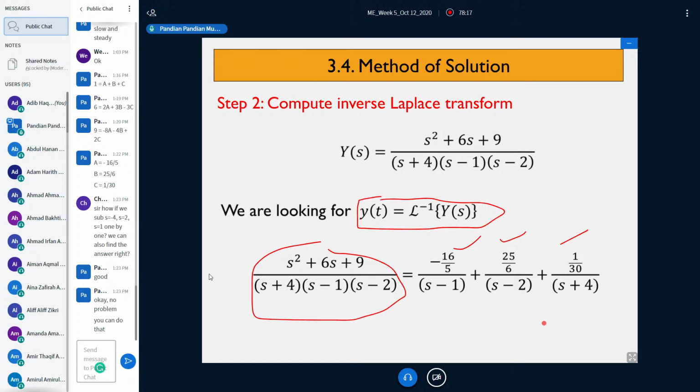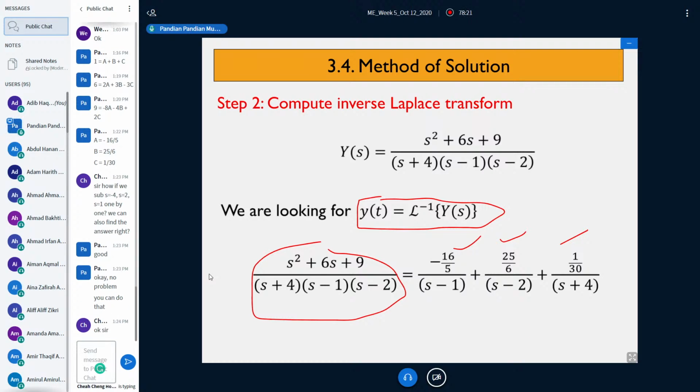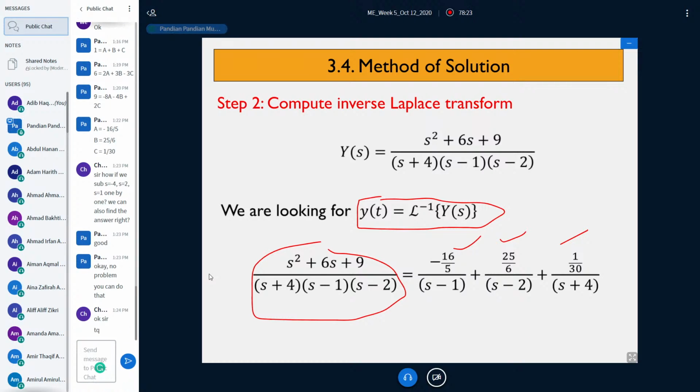All right, Chia. Okay, you can work on that. Now, once you have this, that's why this one is tedious. But you can do the shortcut as you substitute S minus 4, S1, S2.